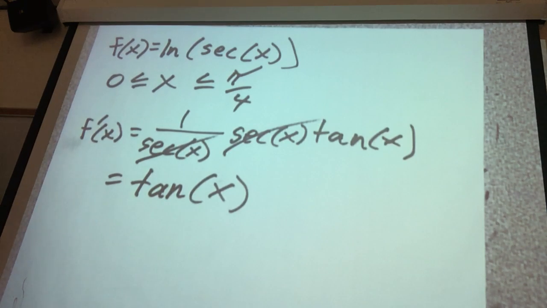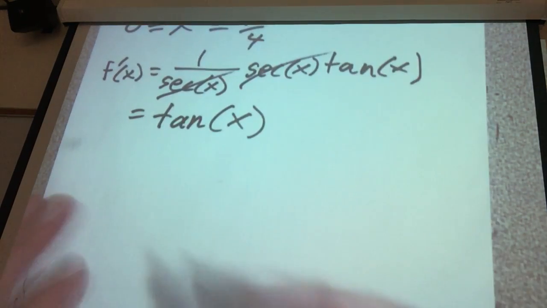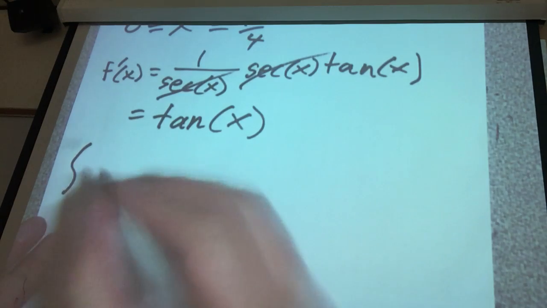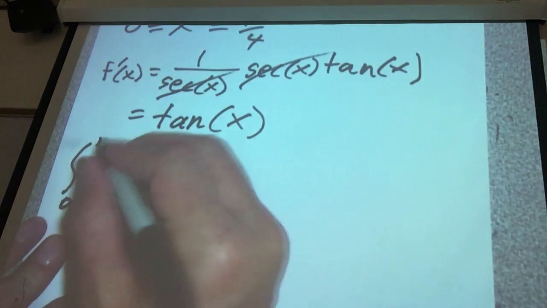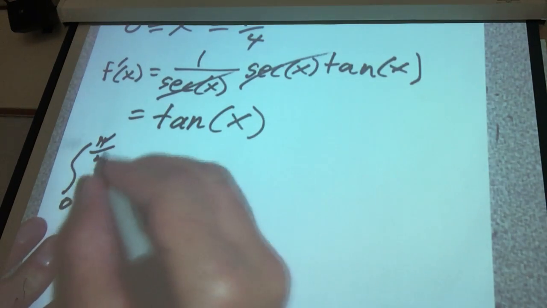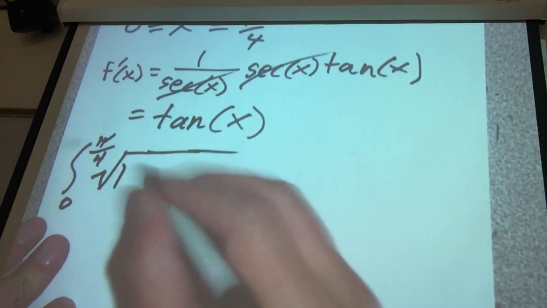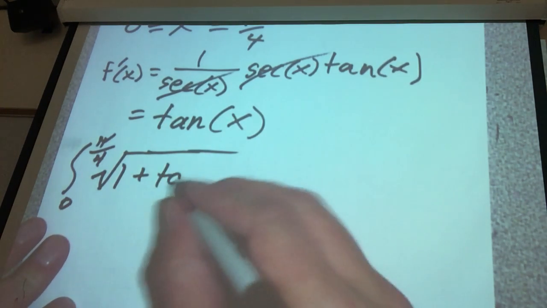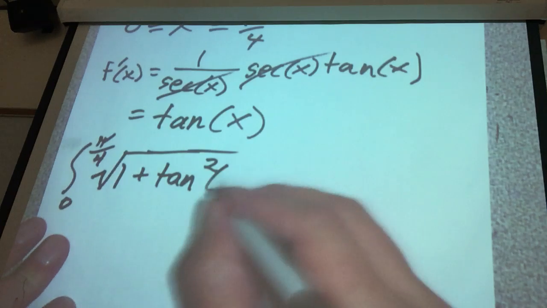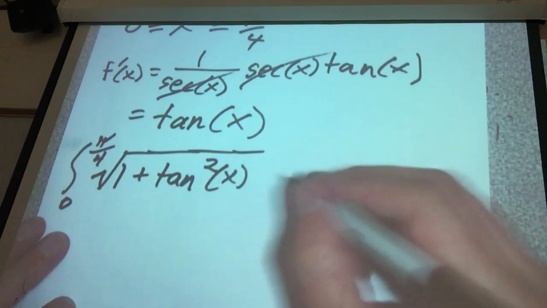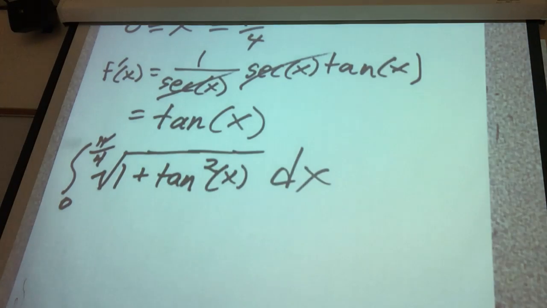Okay. So the arc length is going to be the integral from 0 to pi divided by 4 of the square root of 1 plus tangent squared of x dx. Okay. Now sometimes trig functions have a tendency to show up with this problem.